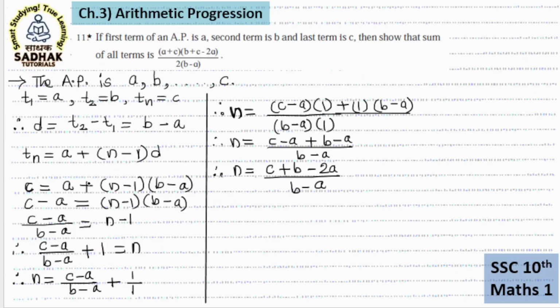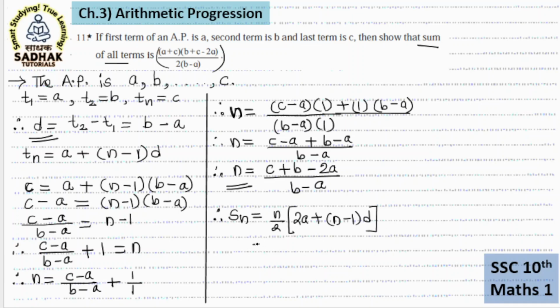Okay, so now see, we have got the value of n, right? In the sum they are telling us to show that the sum of all terms, meaning Sn, is equal to this thing. So we have to find Sn. Okay, so what is the formula for Sn? The formula for Sn is n upon 2 multiplied by (2A plus (n minus 1) D).